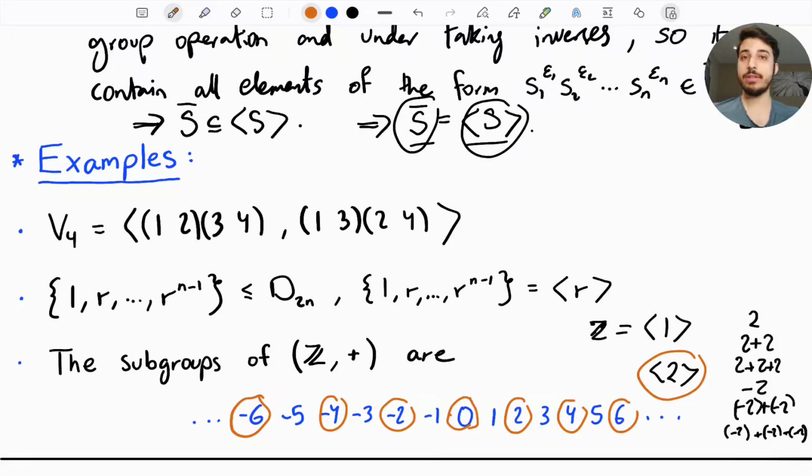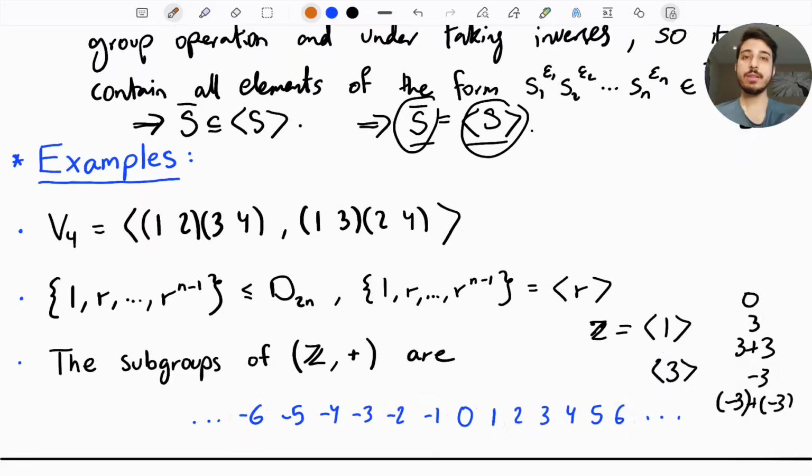And if we take another integer, say 3, we would get the following subgroup. We would get 0, 3, 6, minus 3, and minus 6. In other words, all the multiples of 3. That would be another subgroup of the integers. And you can see that every element here is an additive power of 3 because it is obtained by adding 3 to itself multiple times or minus 3 to itself. And minus 3 is the additive inverse of 3.